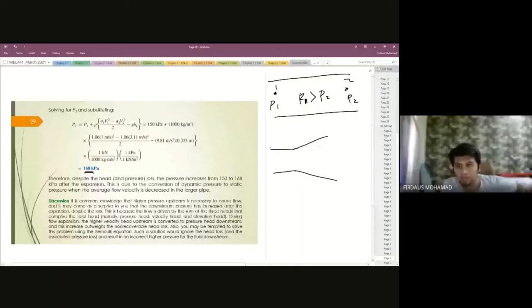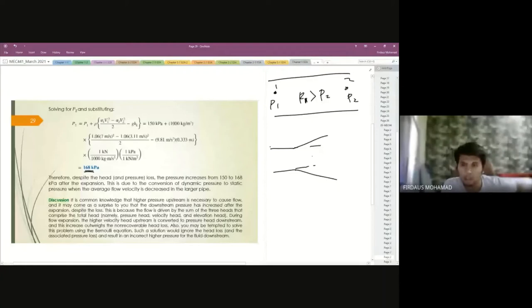some of the velocity head, or dynamic pressure, has been changed to static pressure. So there will be an addition of more pressure at point 2 due to the expansion. Okay, so therefore, despite the head loss, the pressure increased from 150 at point 1 to 168 kilopascal at point 2 after the expansion. This is due to the conversion of dynamic pressure to static pressure when the average flow velocity is decreased in the larger pipe.